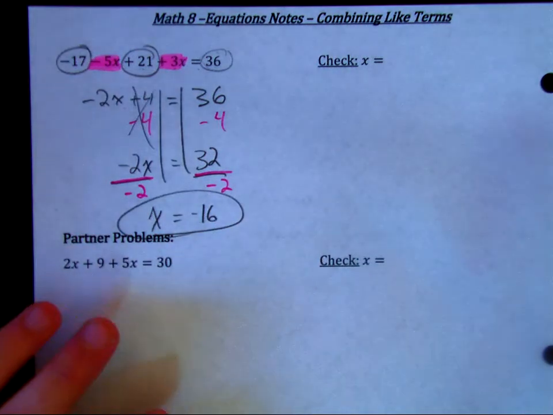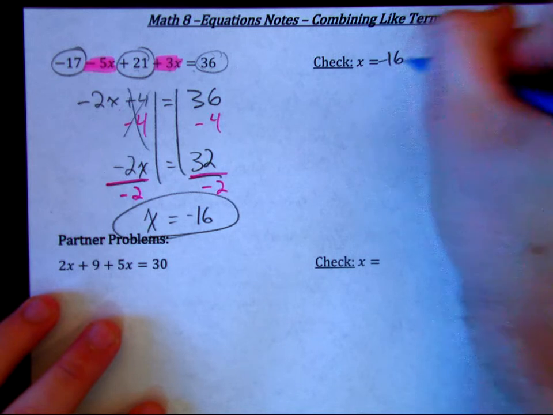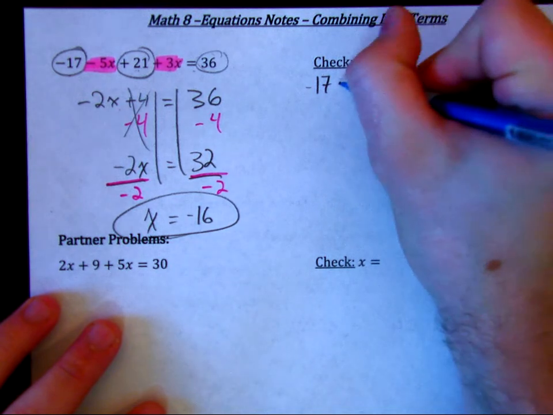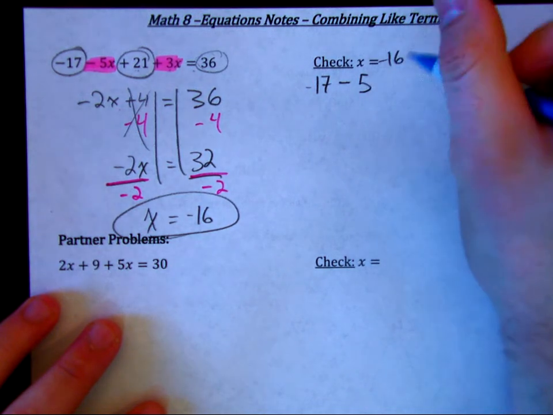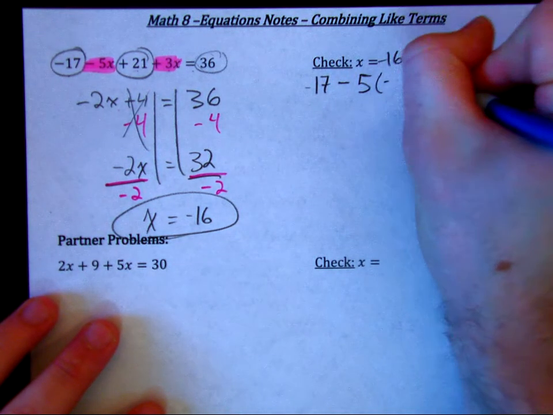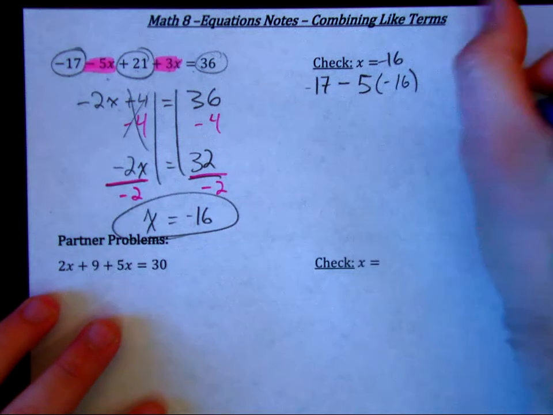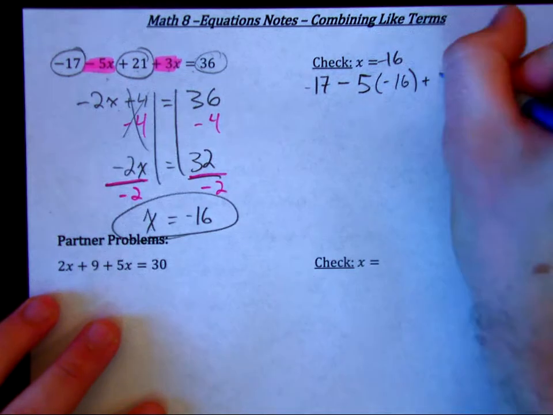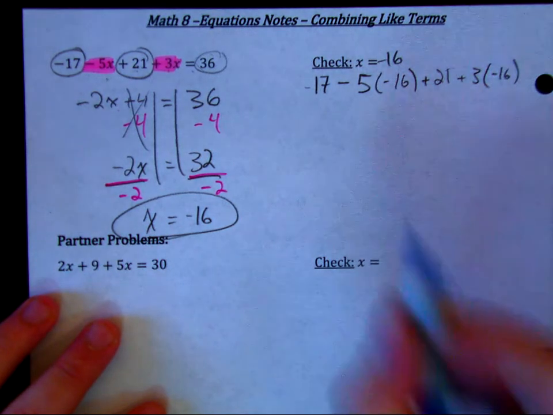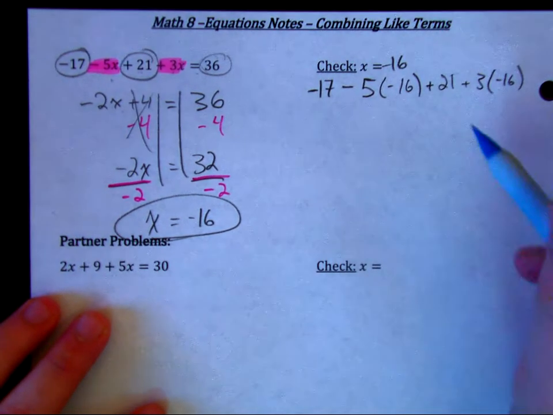Always check for yourself, so that way you know you're good. So we say that x equals negative 16. Plug it in everywhere you see an x. This is the way you know for sure your answer is correct. So we have 5 times negative 16, and we have plus 21, and we have plus 3 times negative 16. This step becomes a lot more simple when you're using a Desmos calculator for yourself.